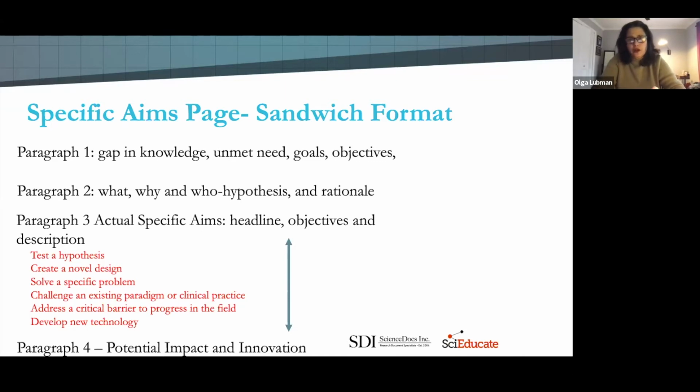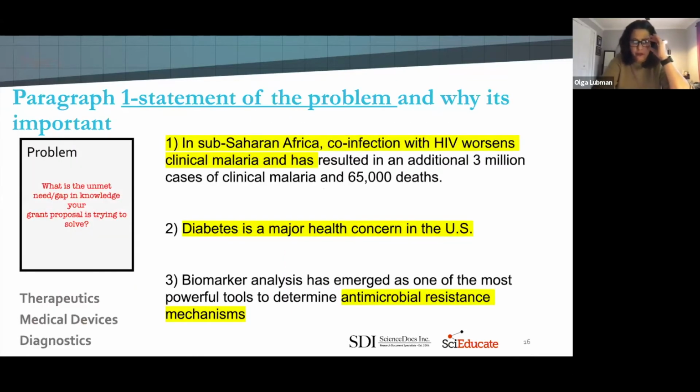So let's go through the different things, paragraph by paragraph. Paragraph 1, on the canvas, is the problem. What is the unmet medical need, the gap in knowledge your grant proposal is trying to solve? If you're in a life science ecosystem, in therapeutics, it is what disease you're trying to cure. If you're in medical devices and diagnostics, it is essentially what is the current state of standard of care, or what is the current solution up against which you're proposing your solution.